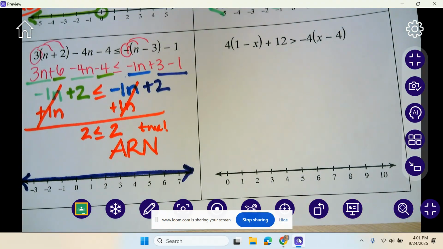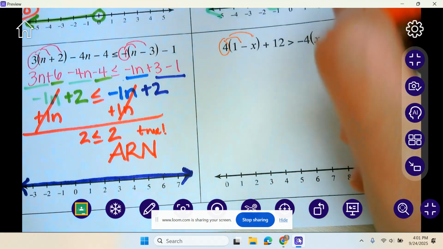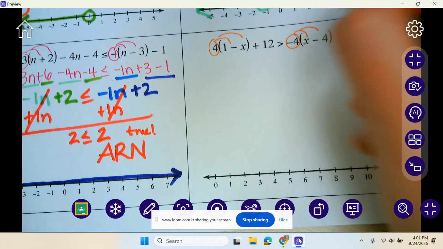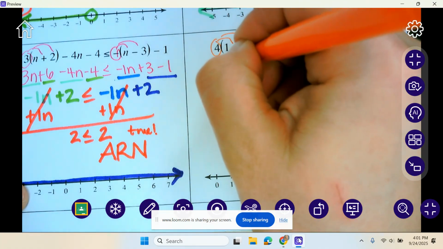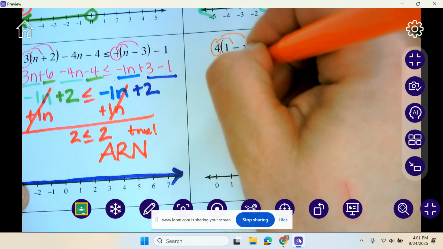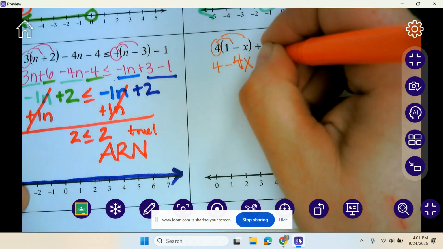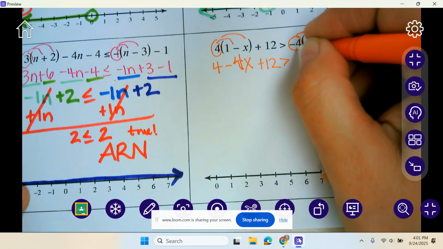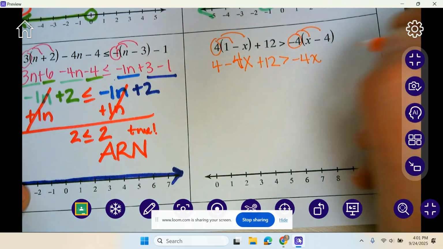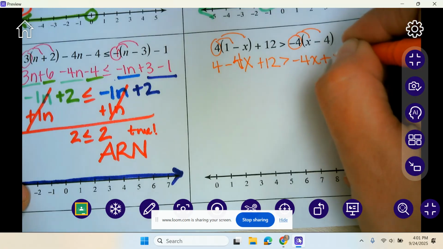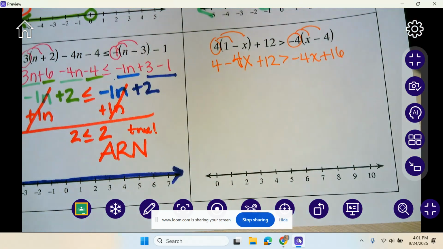Okay, so for the next one, I'm going to take my 4 and distribute it, and then take the negative 4 and distribute it. So I get 4 minus 4x, plus 12 is greater than negative 4 times x is negative 4x. Negative 4 times negative 4 is a positive 16, so I indicate that with a plus. Okay? Positive number plus, negative number minus.